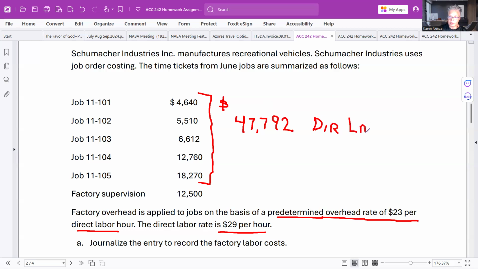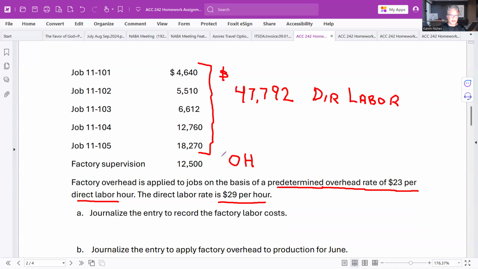And I'm going to abbreviate that a little bit just to make it easier to write out. That's the direct labor. Okay. And this is the overhead, right? Factory supervision, that's overhead. I'm going to abbreviate that too. That's the cost of the labor that's in the overhead. And what we need to be able to do is journalize the entry to record the factory overhead costs.